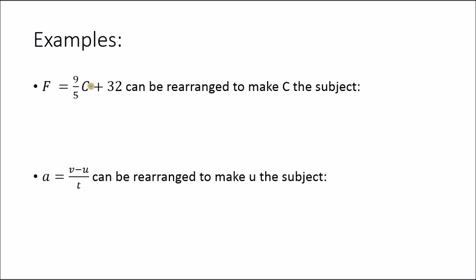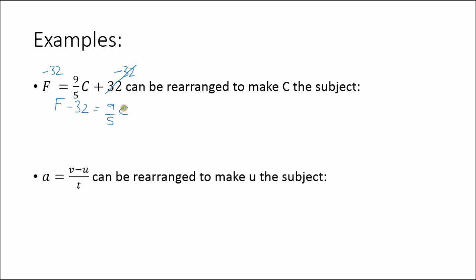Some examples. So this first one here is the relationship between temperature in degrees Fahrenheit and degrees Celsius. Now if you've ever done any cooking, you might have come across some recipes that talk about Fahrenheit. And we need to do that conversion. So let's rearrange this to make C the subject. So again, I'm going to do the opposite thing to both sides. Now the first operation I'll be dealing with is subtracting 32 from both sides. These will cancel, so what I'm left with is F minus 32 equals 9 over 5 C.